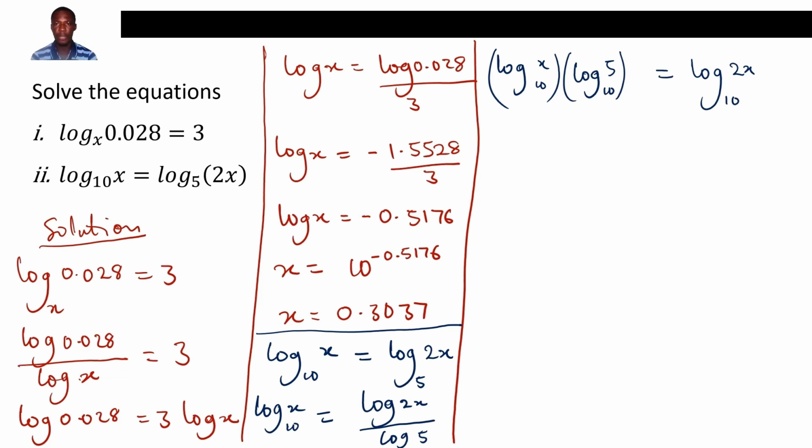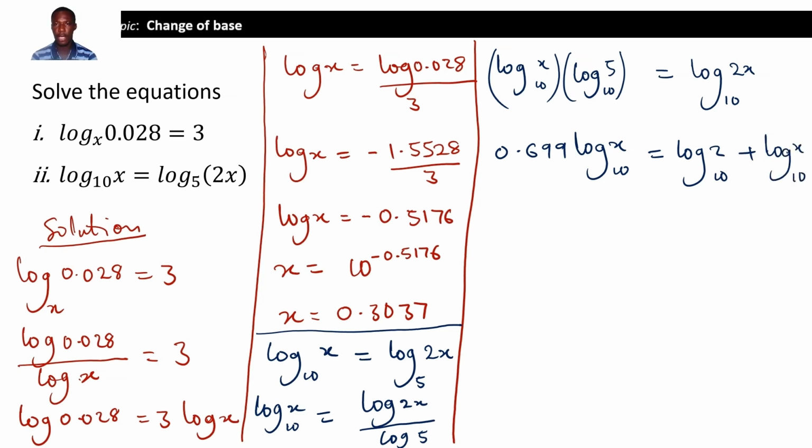Alright, I hope you are following. Log 5 base 10 will give me 0.699. So when I multiply, I'll get 0.699 multiplying log x to the base 10, which is also equal to... And remember, the product, when you come to the right side, the product 2x can be separated by addition. So we have log 2 base 10 plus log x also base 10.